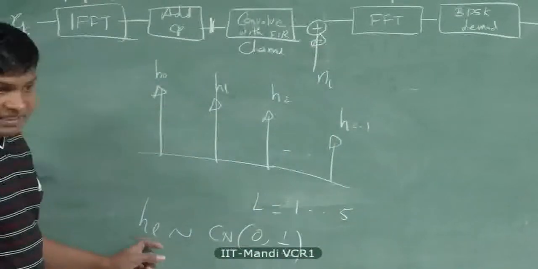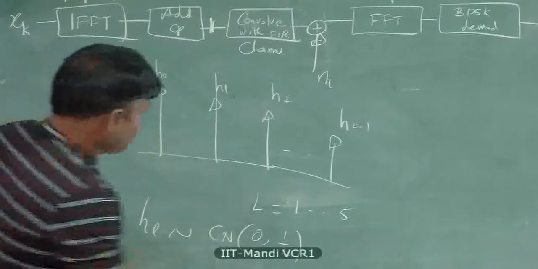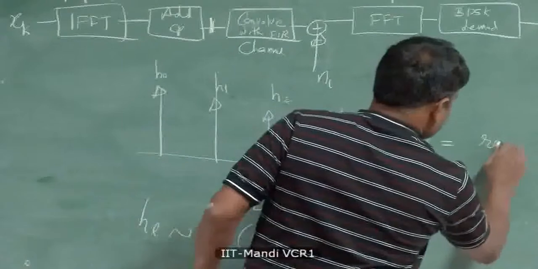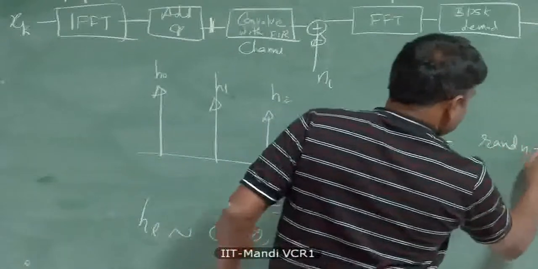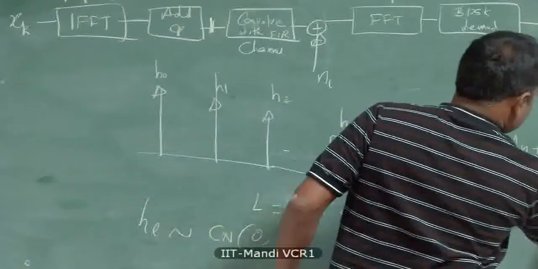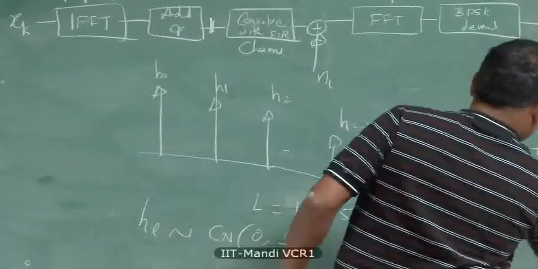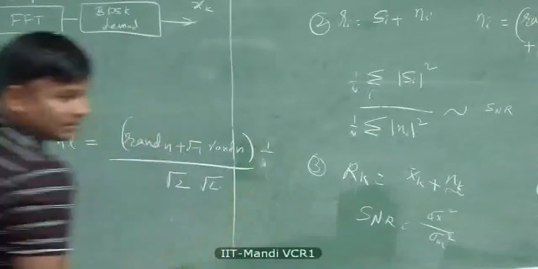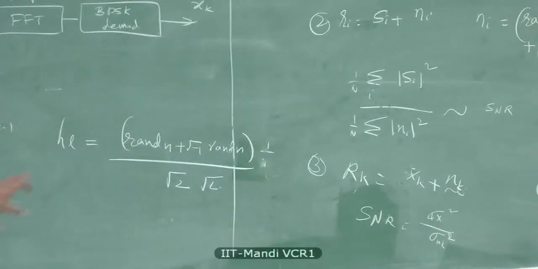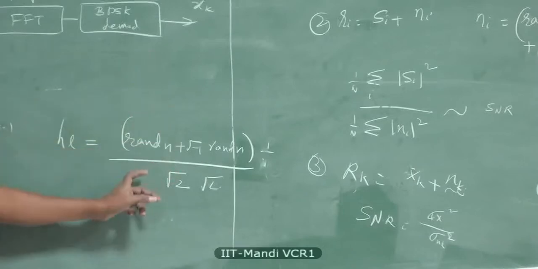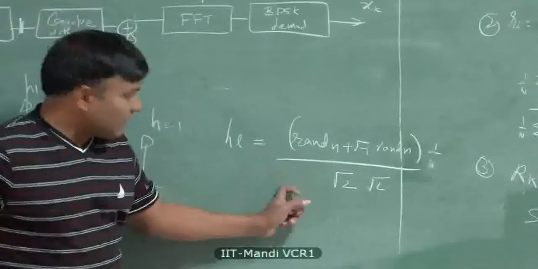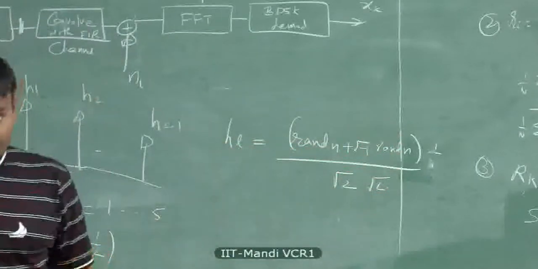How do you generate H of L? Well, just like the way we did. This would be generated as H of L, and this whole thing is divided by 1 over square root of L, because each tap has a variance of 1. And H of L, you repeat this in a for loop L times, so that you will get IID channels.